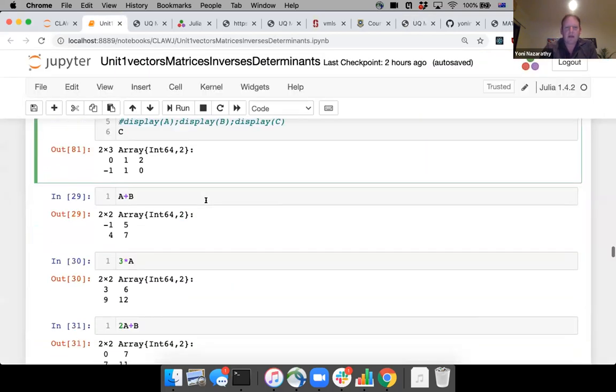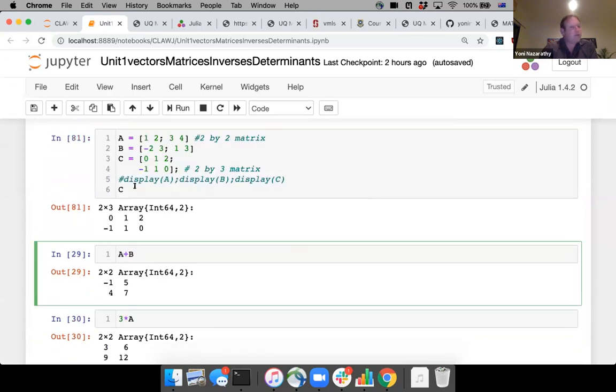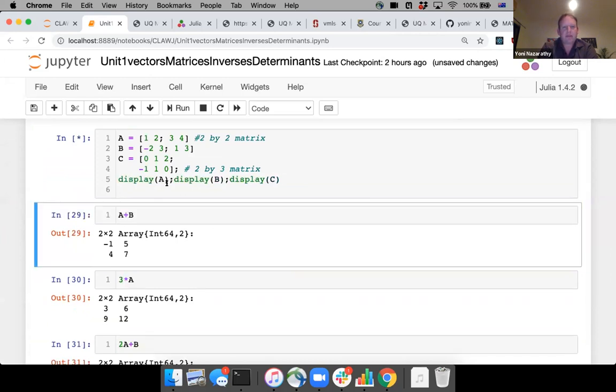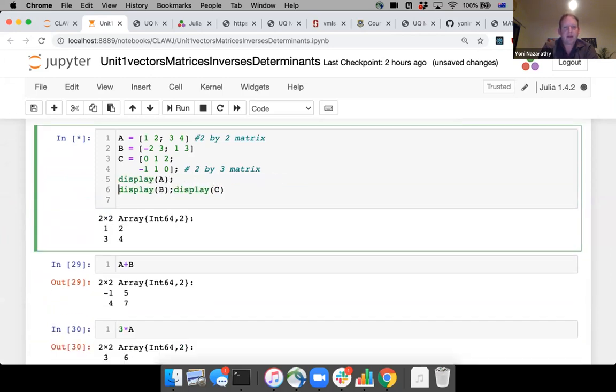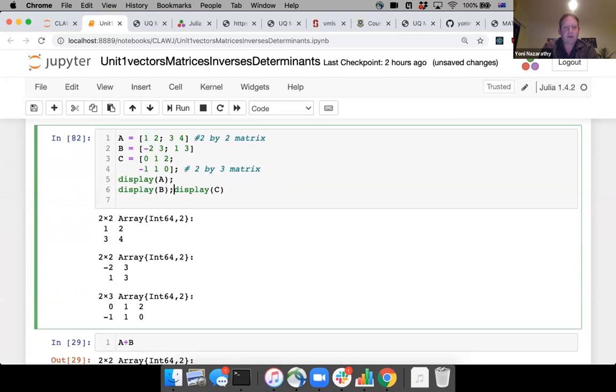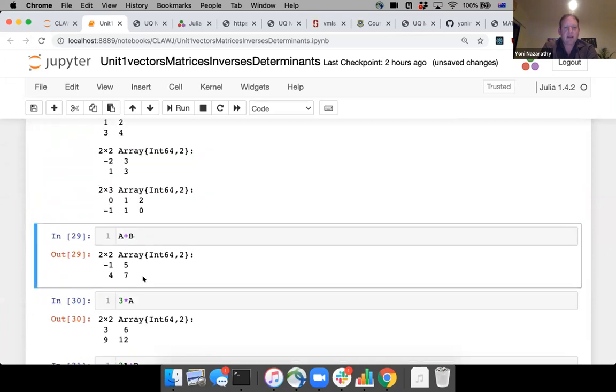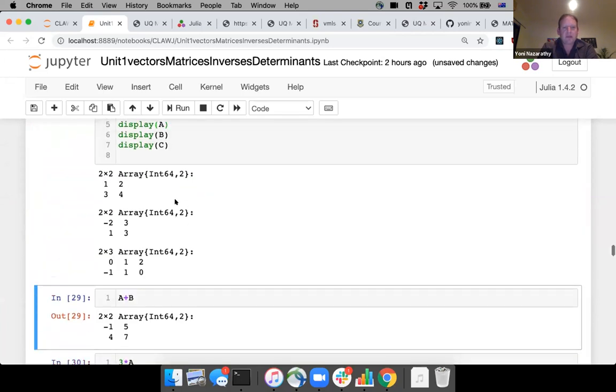Okay, so we're with matrices. We've got the matrix C here. Now, if I want to see all three matrices, I'll use a display function. I've put the function with a semicolon because I put it on the same line. But display A, display B, display C, I see the three matrices. Good. So I've got the matrices.